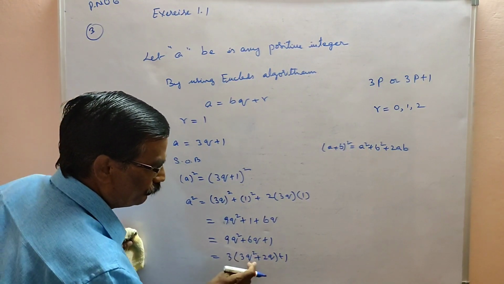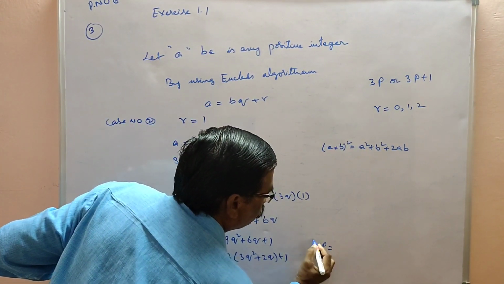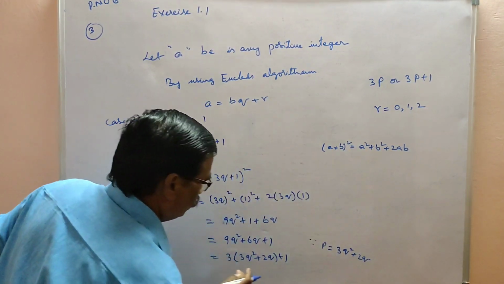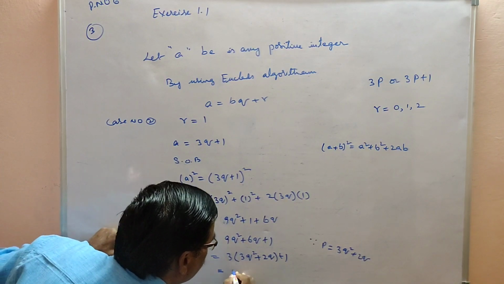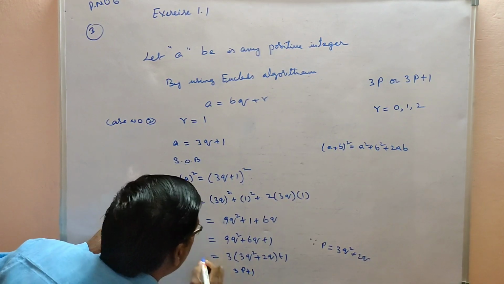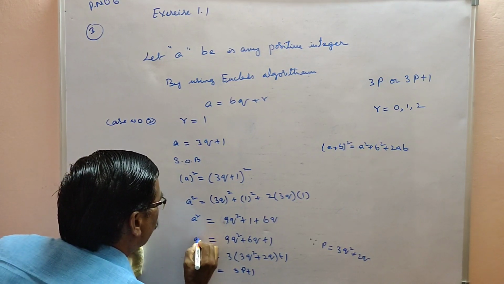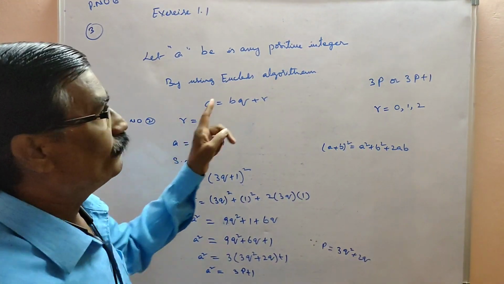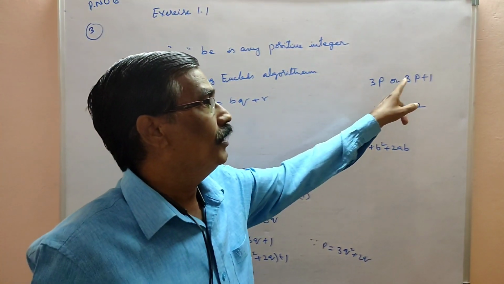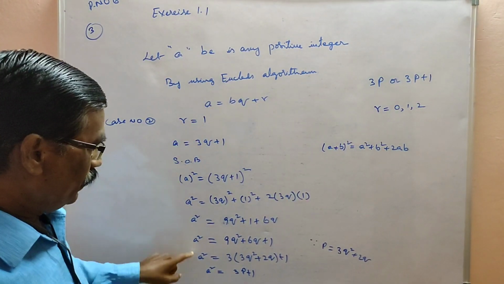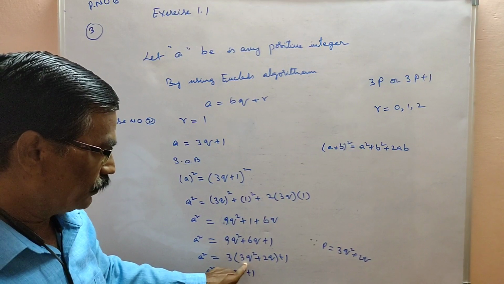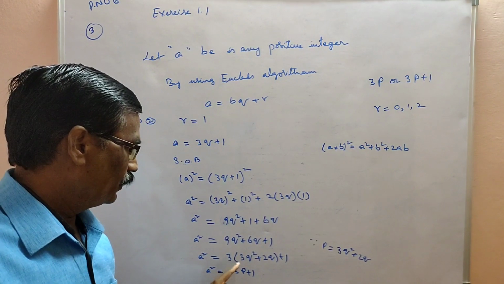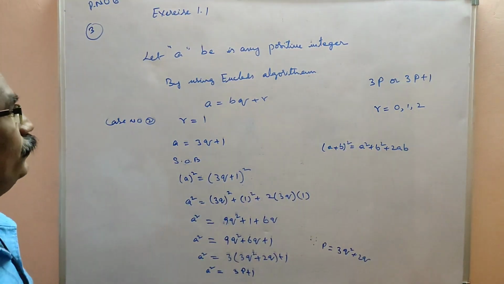So see here, 3q square plus 2q, I am taking this as p. Therefore p equal to 3q square plus 2q. So now this is p, and this is 3, so this is 3p plus 1. So a square equal to 3p plus 1. Square of any positive integer is in the form of 3p or 3p plus 1. So case number 2 also, a square equal to 3p plus 1. This total part is p, so 3p plus 1. So case number 2 is completed.